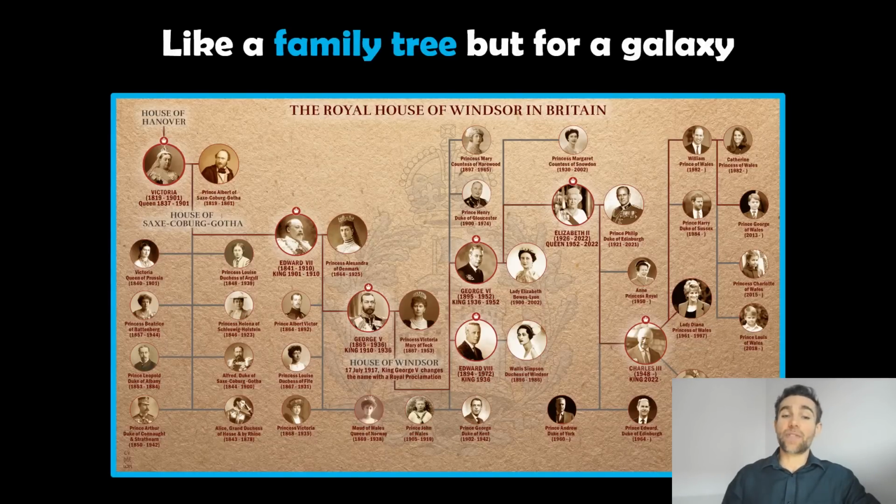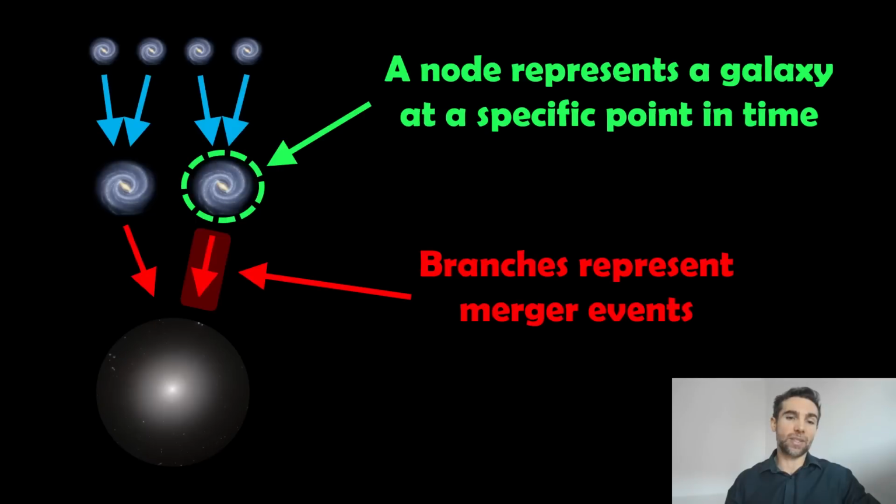Now, it's like a family tree, but for a galaxy. Because I'm British, obviously I've put the family tree for the royal family here, and it's basically the same sort of thing really. You have your parents, so you have two galaxies, they will then merge to create a child, essentially, a child galaxy. So it's the same sort of idea really, although it doesn't look the same here. You've got the branches and then the individual galaxies.